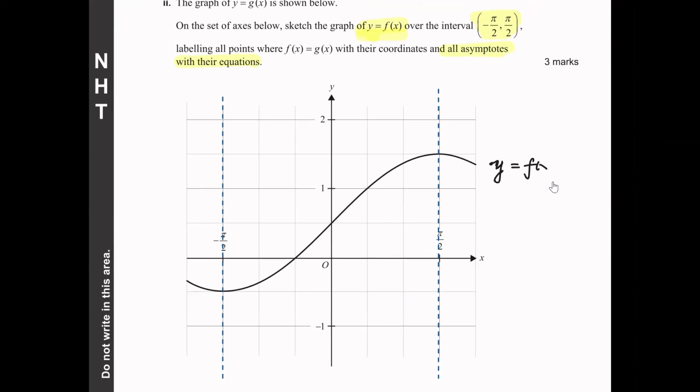Then I guess the reason why they provided y equals f(x) here is previously you worked out, let's say, f(x) equals g(x), and it provides you x equals 0. So they intersect at x equals 0. This is definitely 0.5.